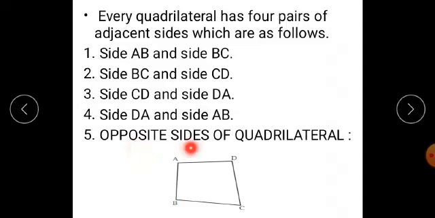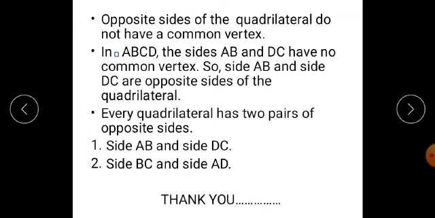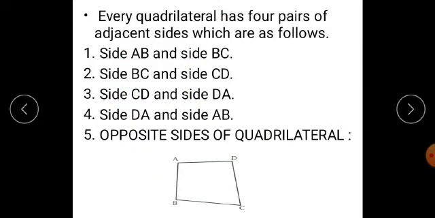Next concept, opposite sides of a quadrilateral. Opposite means which lie in front of the other. Now, opposite sides of the quadrilateral do not have a common vertex. In quadrilateral ABCD, side AB and side DC have no common vertex.